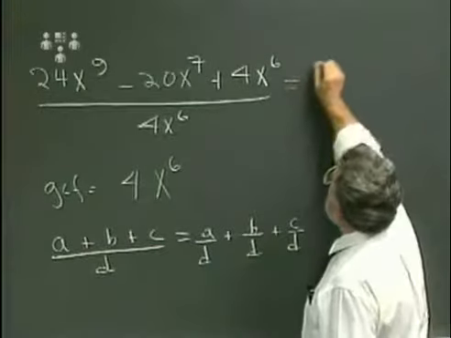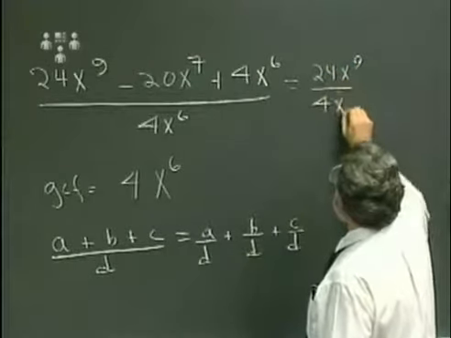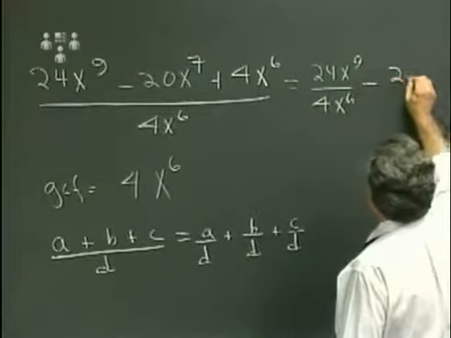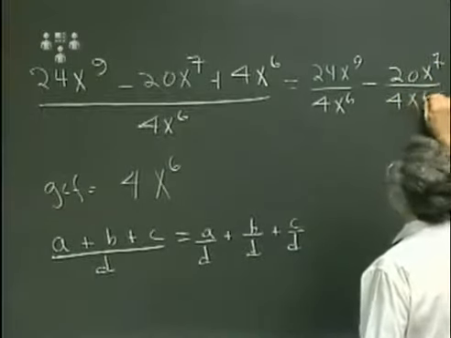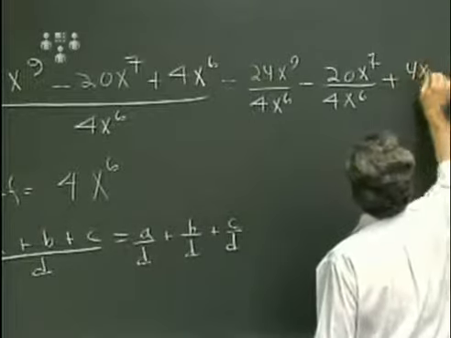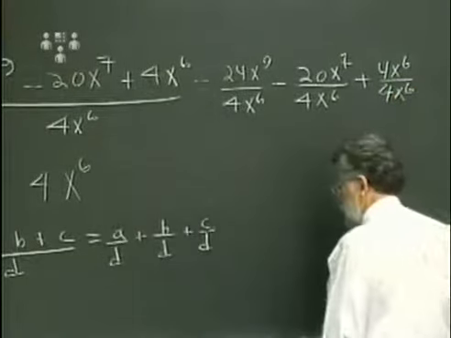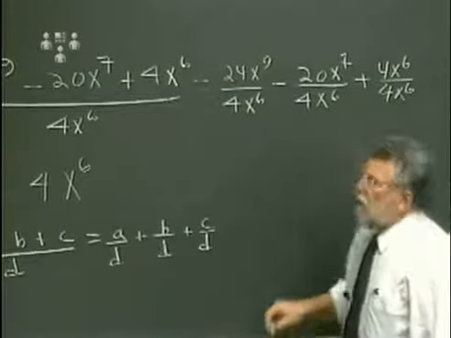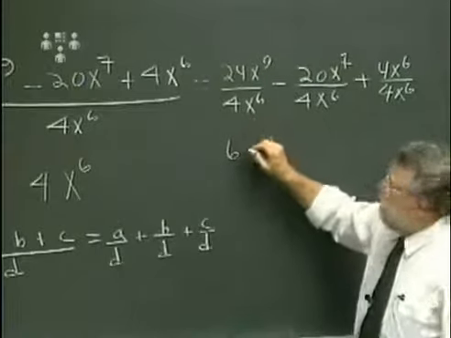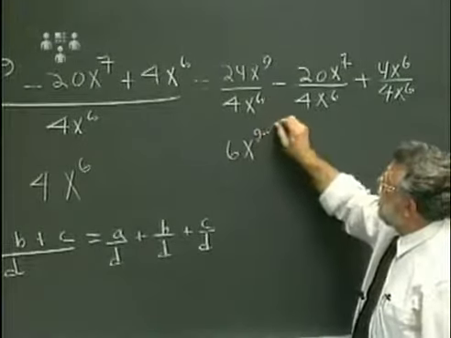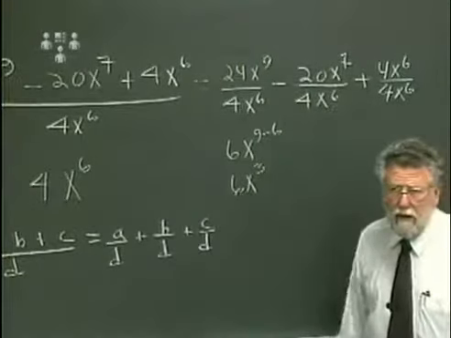So this becomes 24x to the 9th over 4x to the 6th. Then I have a 20x to the 7th over 4x to the 6th. Then I have the 4x to the 6th over 4x to the 6th. The 4 into the 24 giving you 6. And then the question, do you take time to do this? Or do you just say, I can see that's 6x to the 3rd?